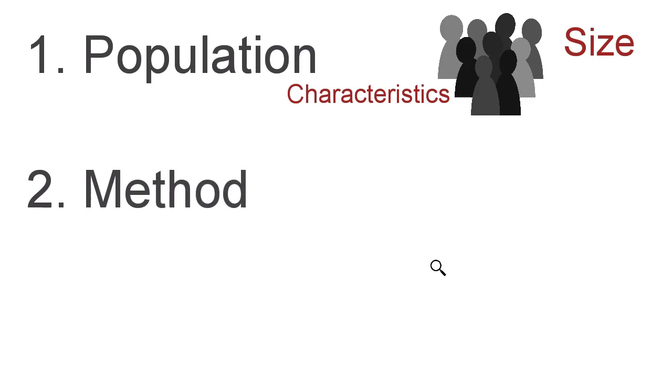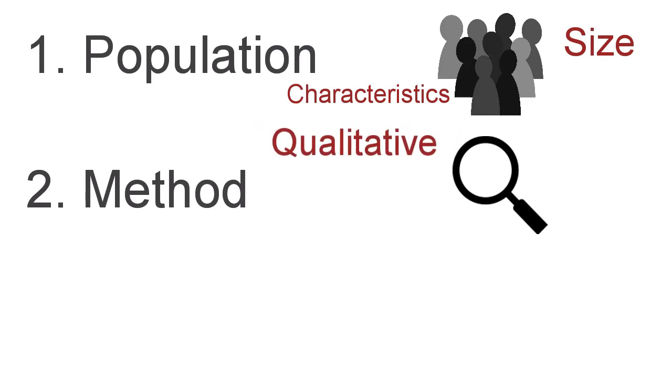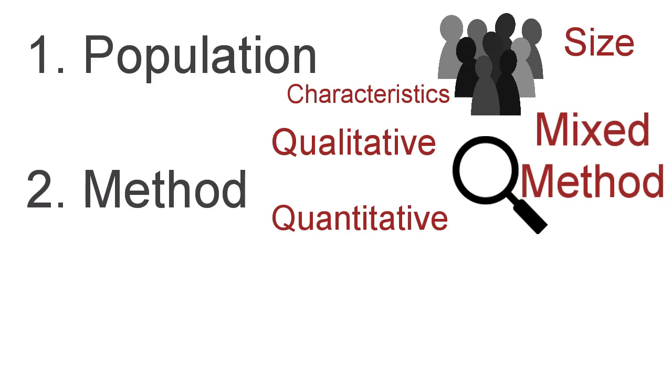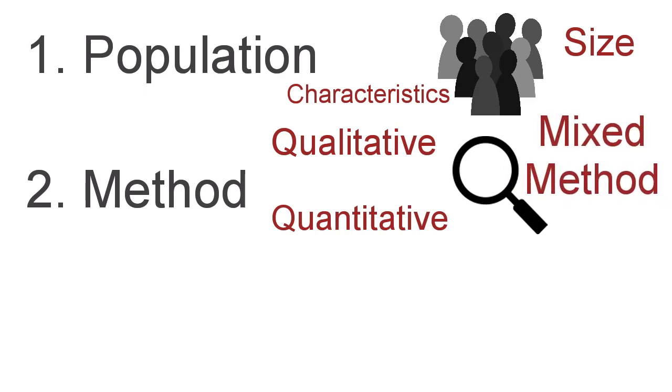Next, look for a research method. This is what the researchers did or how they carried out the study. Sometimes methods are qualitative, using surveys, interviews, or observations. Other times, they are quantitative, counting and analyzing numerical data. Occasionally, researchers use mixed methods, a combination of the two.